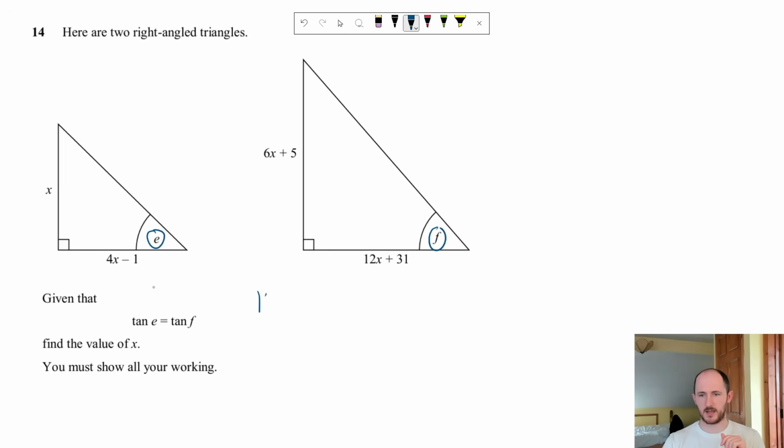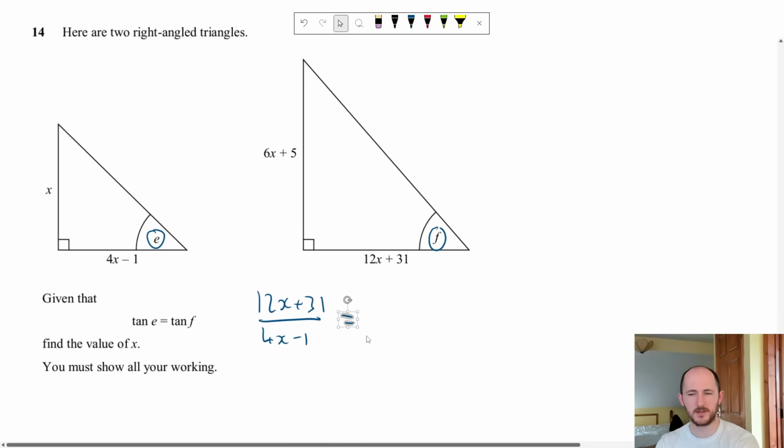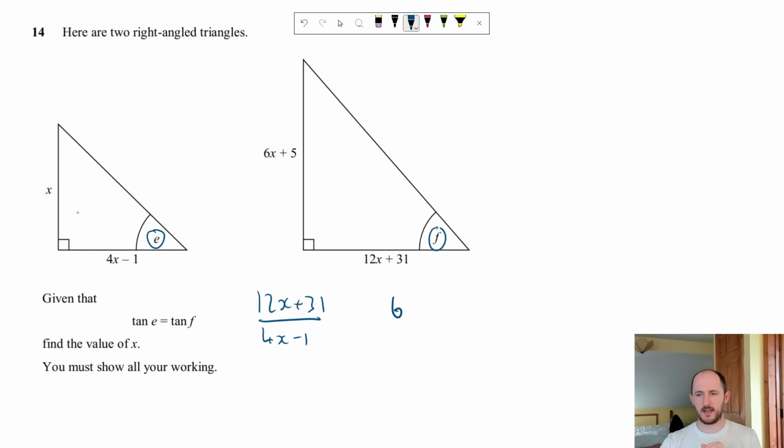So 12x plus 31 over 4x minus 1. And that would equal, and actually before I put the equal sign, the other way to work out the scale factor is to take this corresponding side and divide it. And because we know that they're similar triangles, these two should be equal to each other.